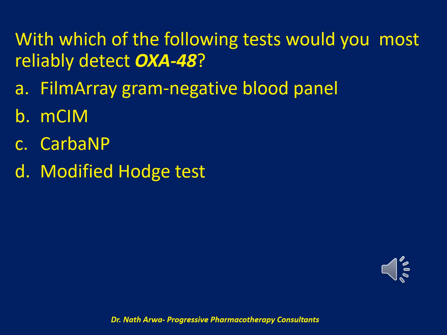And the next question reads: with which of the following tests would you most reliably detect OXA-48? Would it be A. FilmArray gram-negative blood panel, or B. MCIM, or C. Carba NP? Or is it D. modified Hodge test? I will give you a few seconds to choose the correct answer to this question from the listed options.